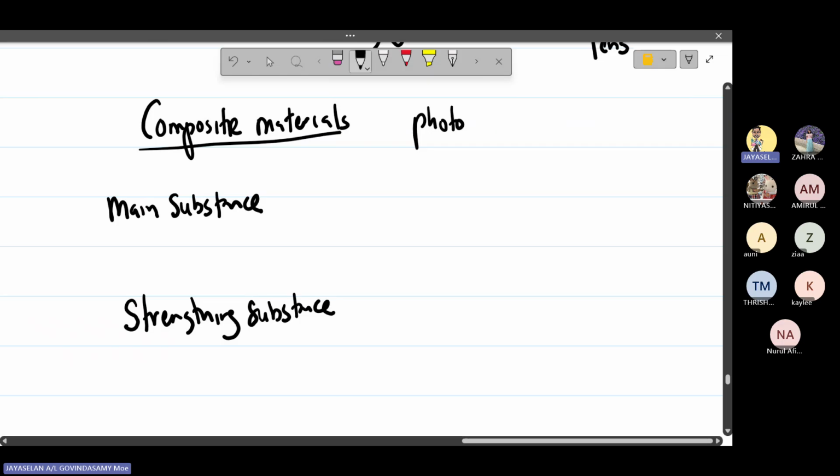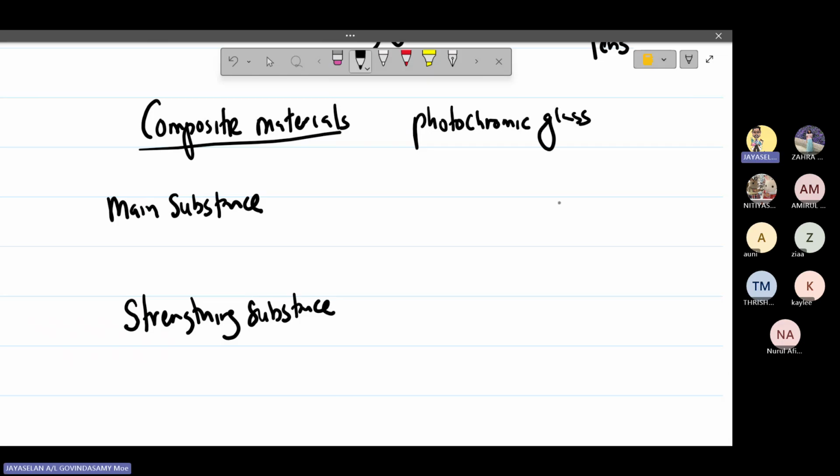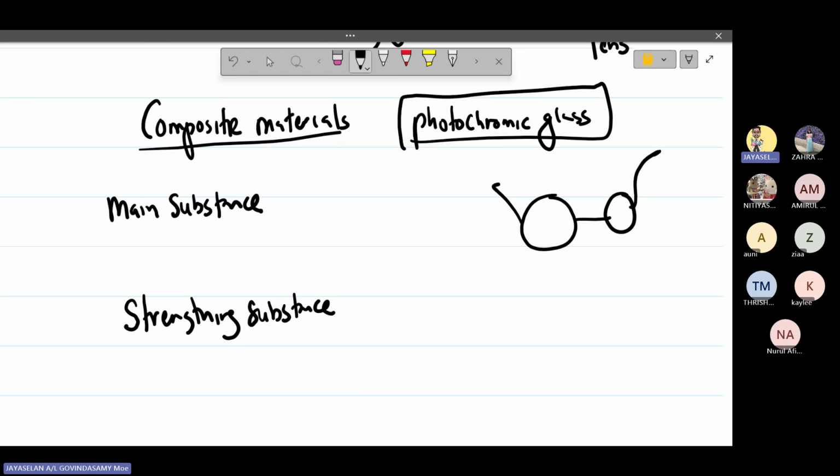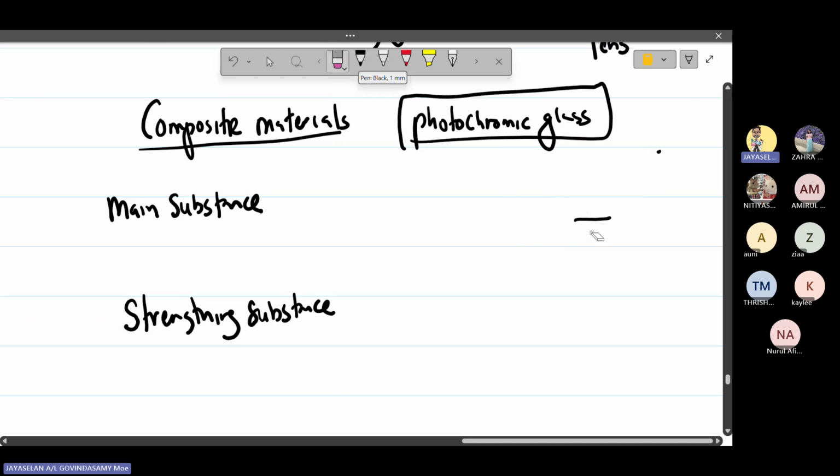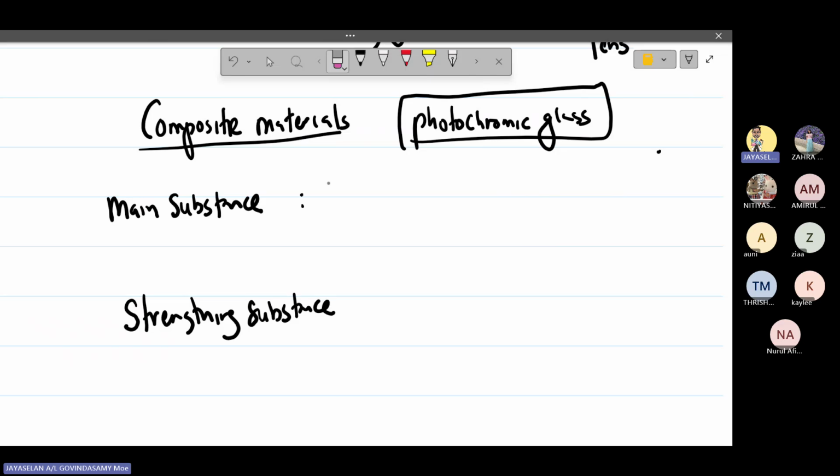Photochromic glass. Have you seen sunglasses? When you stand in the sunlight, it will turn into what? Black color. During the night time, it will turn brighter. Your car tinted, high-rising building windows, glass windows, all made up of photochromic glass. Understand? What is the main substance? Anyone?